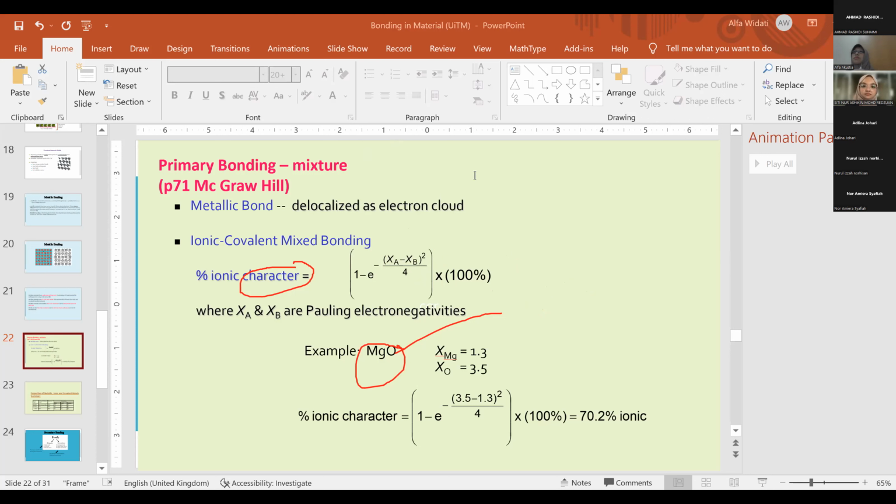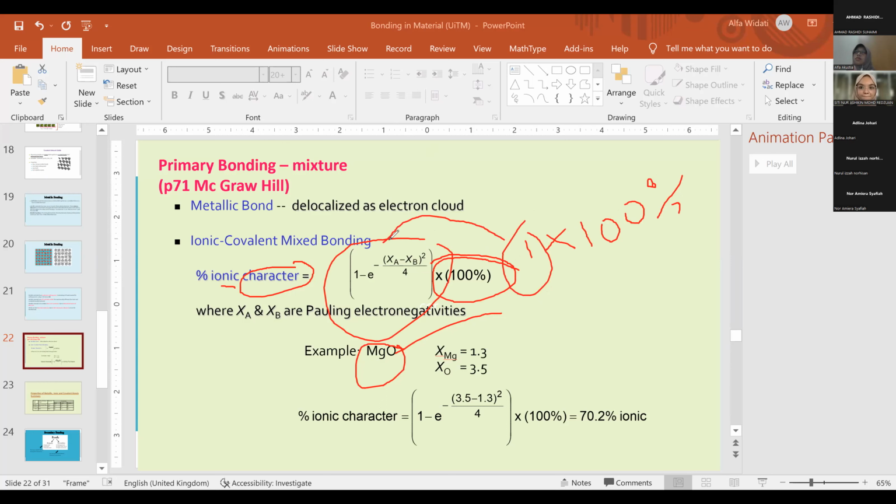I repeat my explanation. If we want the ionic character to be 100%, the equation must be 1 multiplied by 100%. So the value is 100%. To be 1, the value of this always has to be 0. It must be 0. But is 0 possible? It's not.